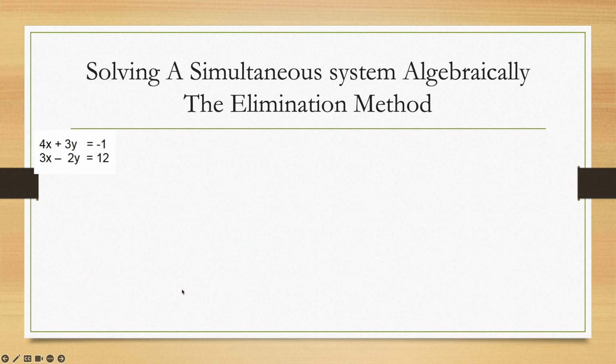Try this one. I think by now you've probably seen the problem. If you add them up, you get 7x plus y equals 11. And that doesn't do you any good because there's still 2 variables there. So how can you do anything?